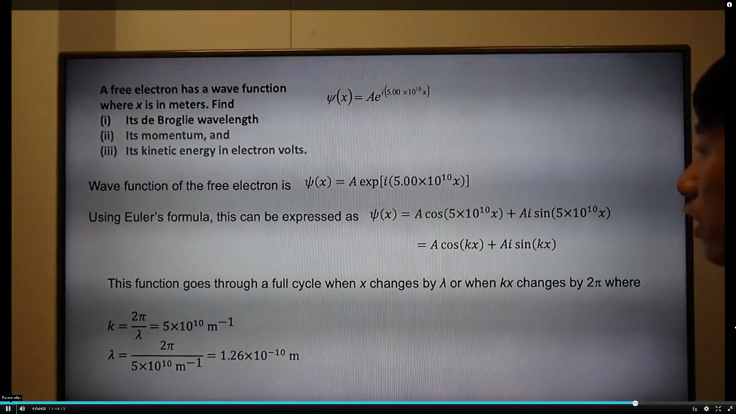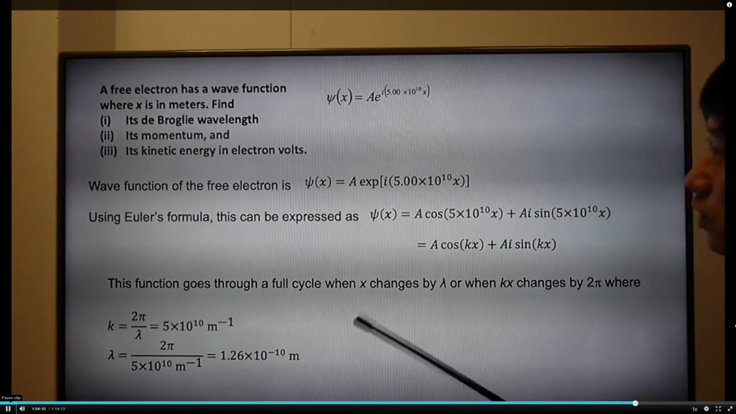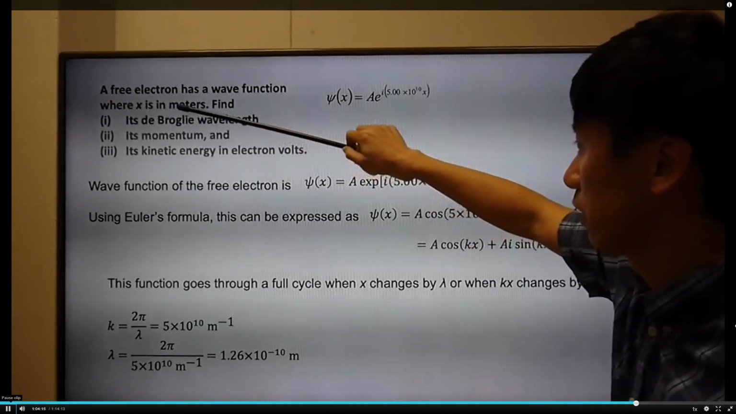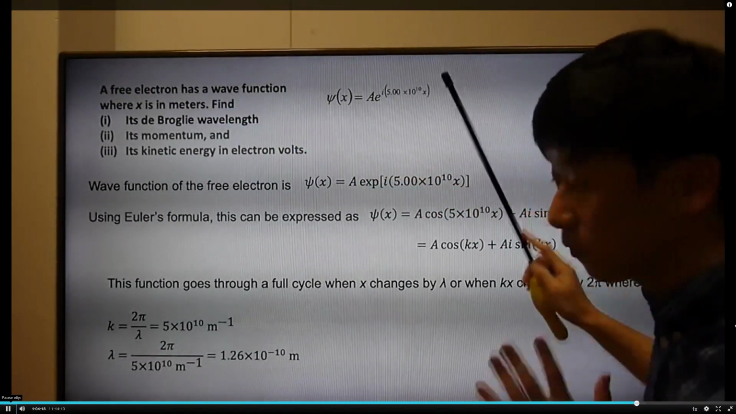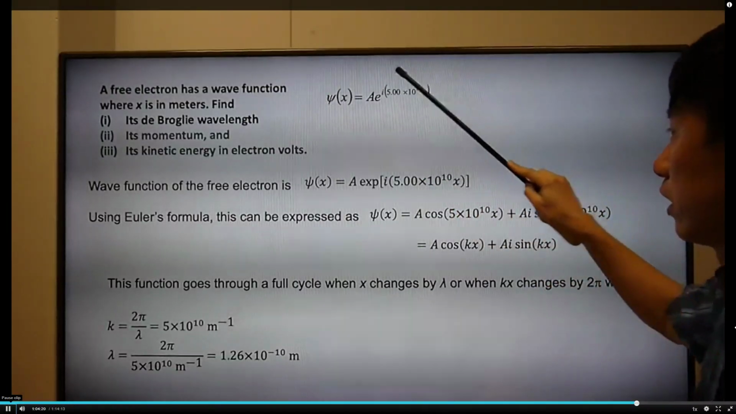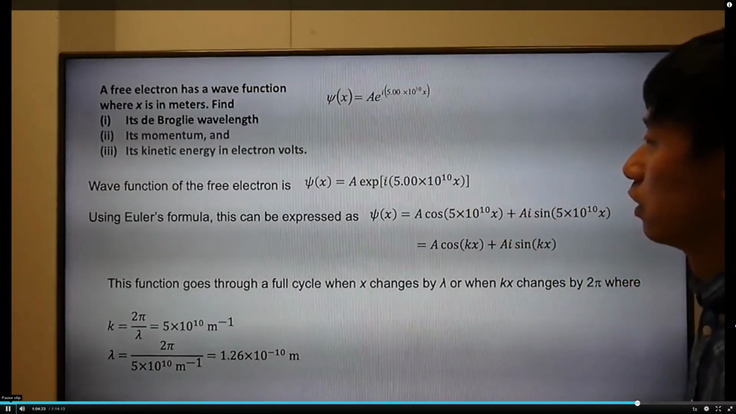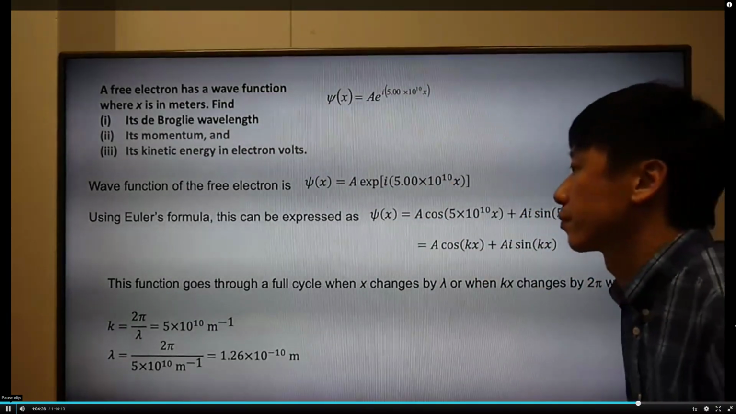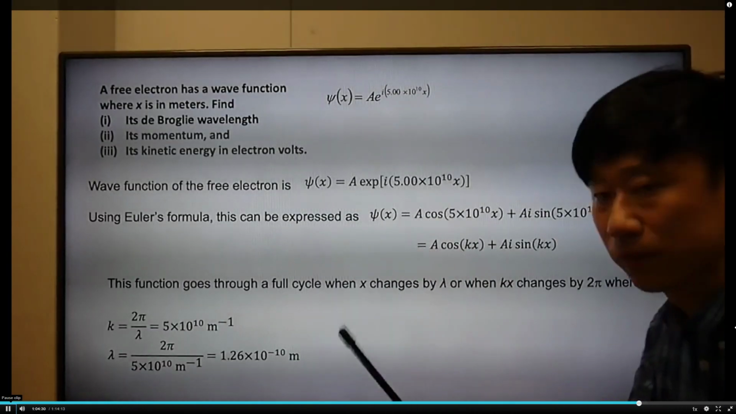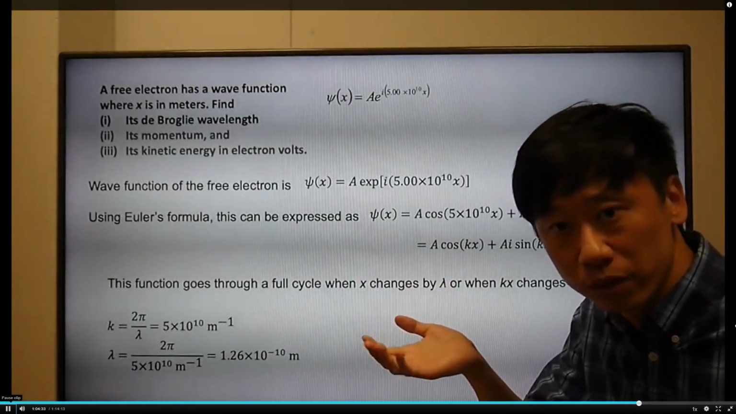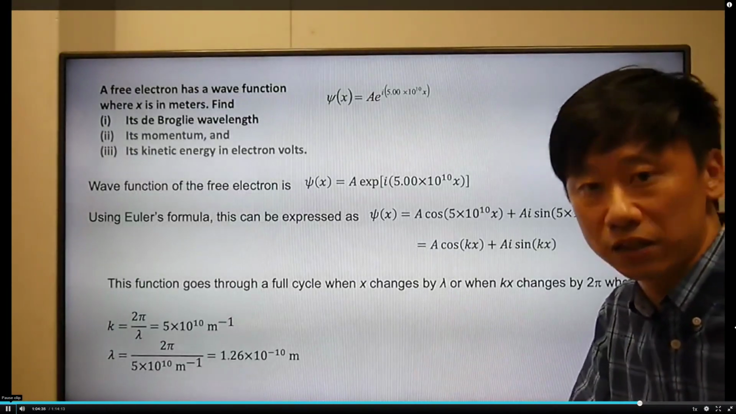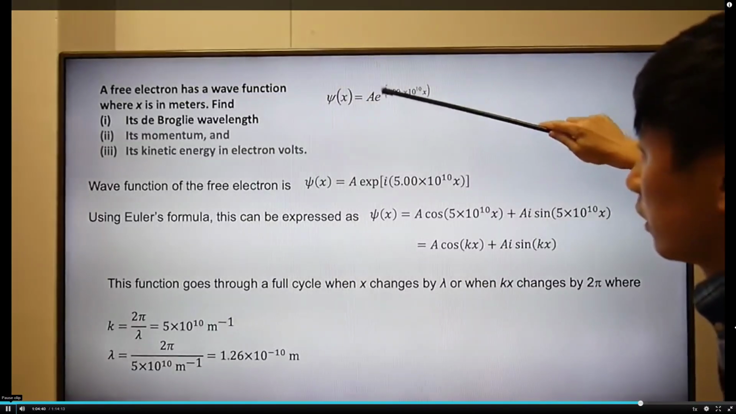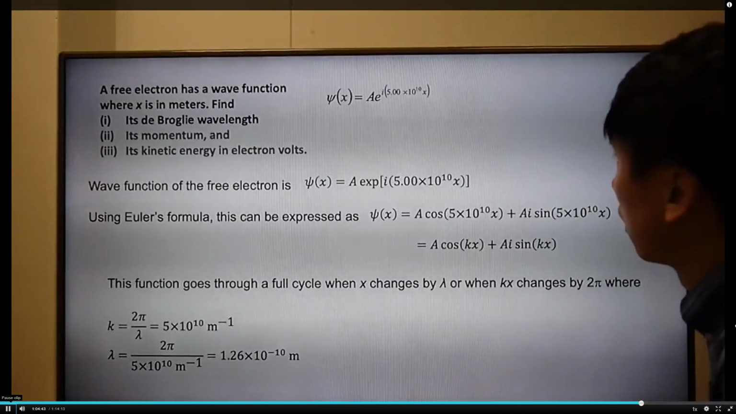Okay, then let's try two more example questions. A free electron has a wave function, where x is in meters. So we define the wave function of the electron as you can see here. Then number 1, find the de Broglie wavelength. Okay, if you have a wave and you can find the wave number, you can define the wavelength of it. So we have a wave function right here.